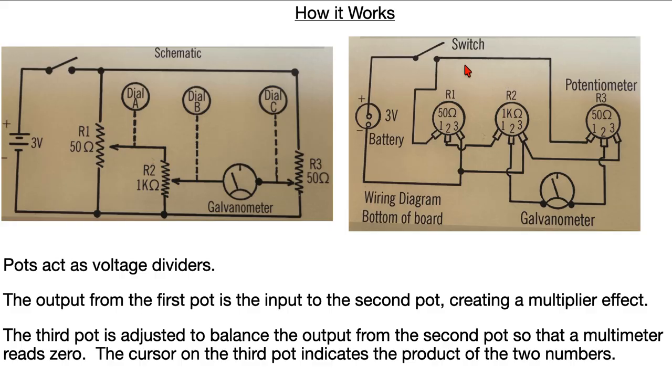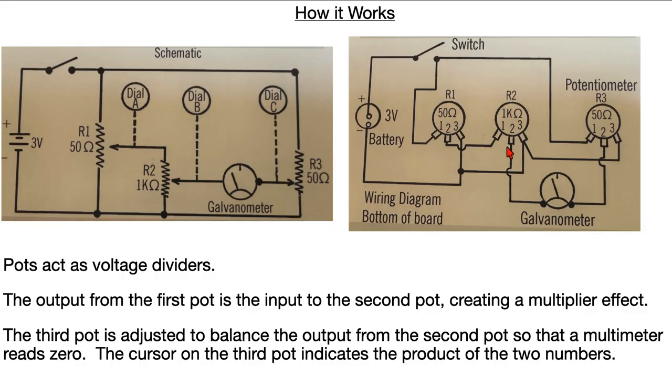So a potentiometer has 3 terminals on it. Terminal 1 is shown here, and so on potentiometer 1, terminal 1, that's connected to 3 volts. Terminal 3 is connected to ground. In fact, all 3 of them, terminal 3 is connected to ground. And then the output from potentiometer 1 goes to the input of potentiometer 2. And then the output from potentiometer 2 goes to one side of a galvanometer.